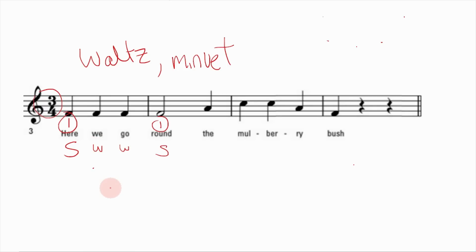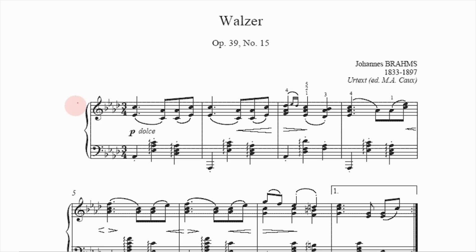So if you listen to that pattern, and I'm just gonna clap it here for a second, strong, weak, weak, 1, 2, 3, 1, 2, 3. You can hear that characteristic waltz feel. So we're gonna take a listen to Waltz in A flat major by Brahms.